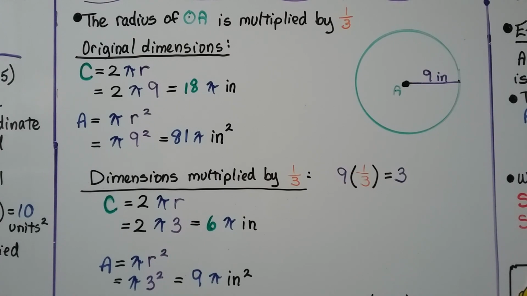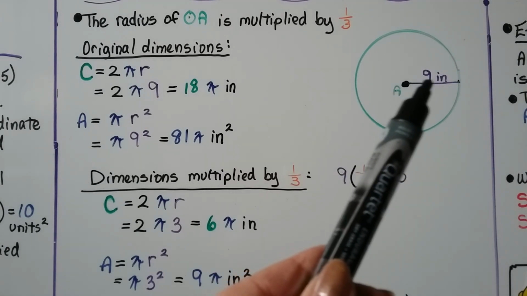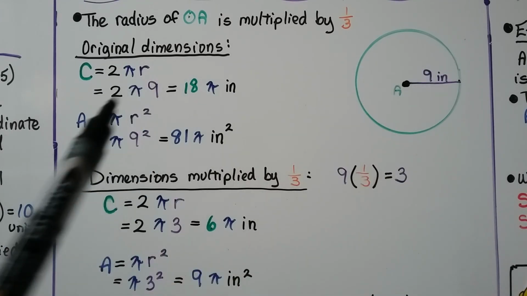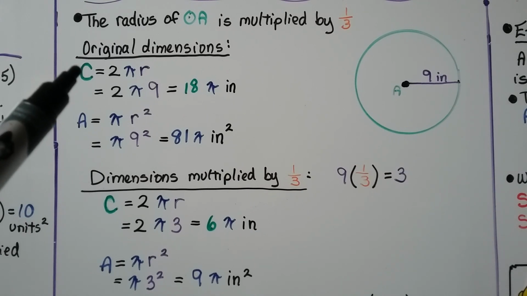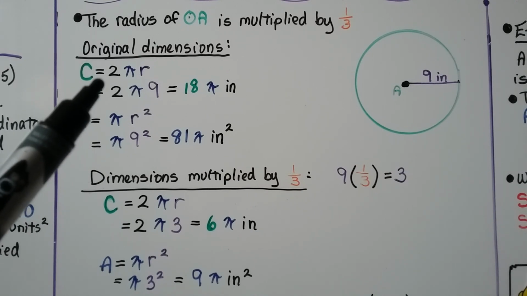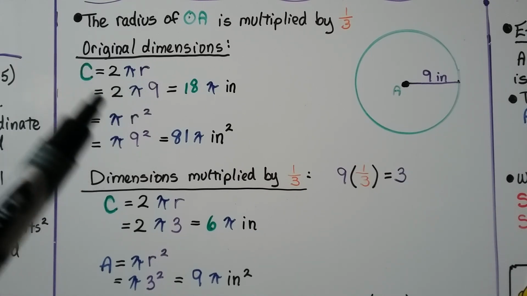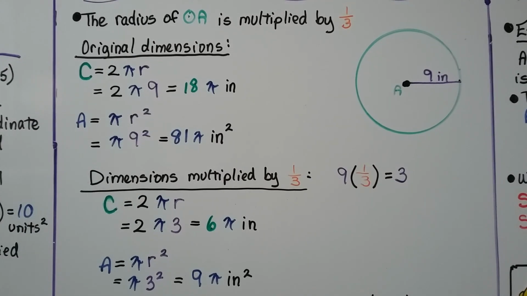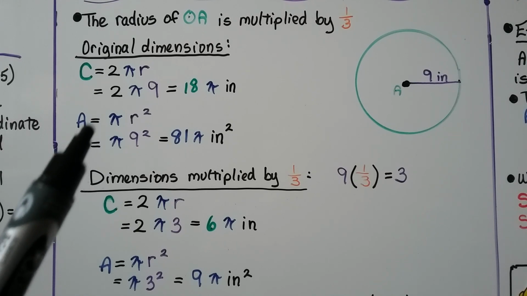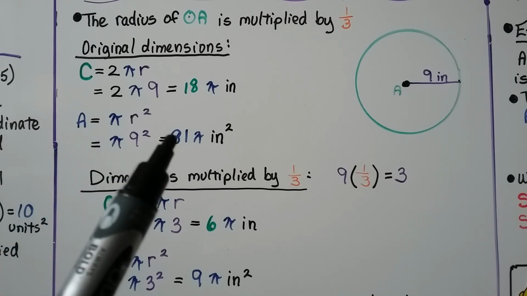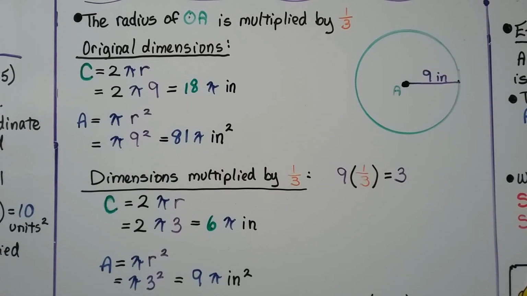The radius of circle A, right here, is multiplied by 1/3. Well, we can see it gave us the radius is 9 inches. So for circumference, for our original dimensions, we have 2 pi r. That means we have 2 pi 9. We multiply the 2 and 9 and get 18 pi inches for our circumference. For our area, it's pi r squared, so we're going to square that 9 and get 81 pi inches squared.